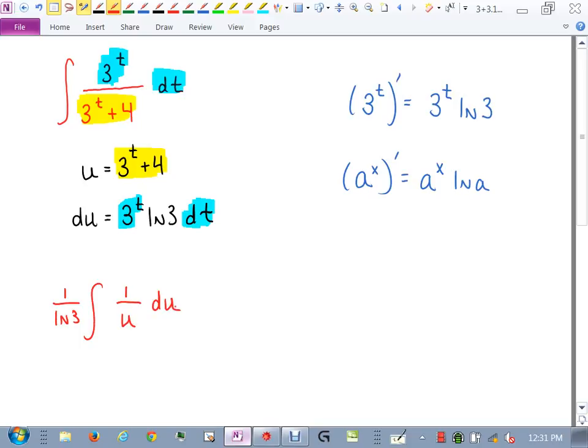I moved through that quickly. I recommend you go back through and maybe run through it again on your own. Try and replace everything. Make sure you're comfortable with it. 1 over natural log 3, it's my constant. What's the antiderivative of 1 over u? Natural log of u. But what's u? 3 to the t plus 4, then plus our constant of integration.